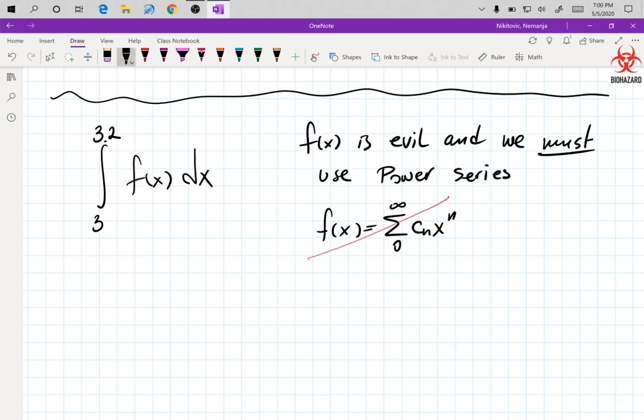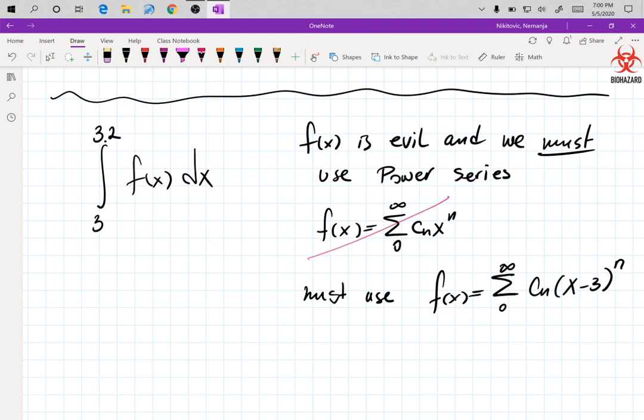No. You must use f of x equals the summation from 0 to infinity of cn times (x minus 3) to the n, because of your limits. That is something that you have to be very careful about when you start computing these things. This one is centered at 0, and that's no bueno now. 0 is infinitely far away from 3, right?